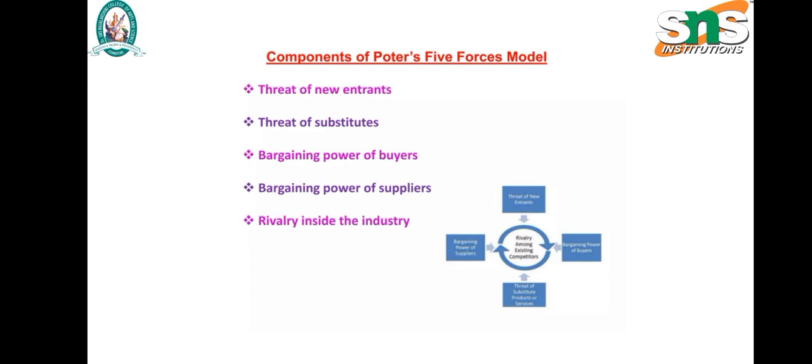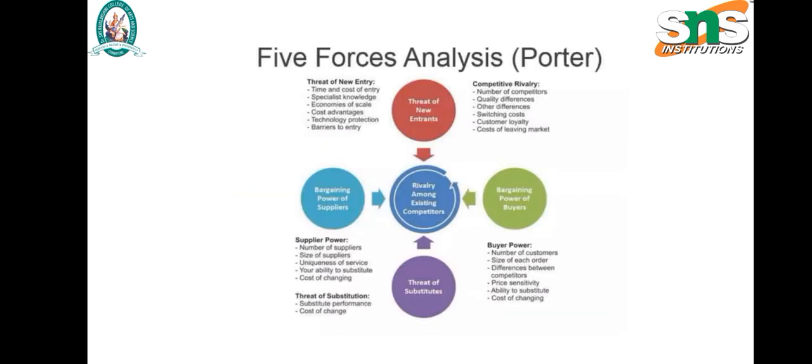There are 6 sources of barriers to entry: economies of scale, product differentiation, capital requirement, cost advantage independent of size, access to distribution channels, and government policies.